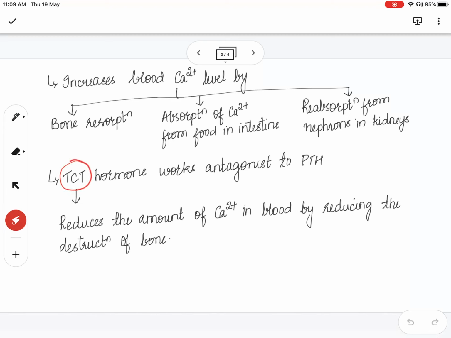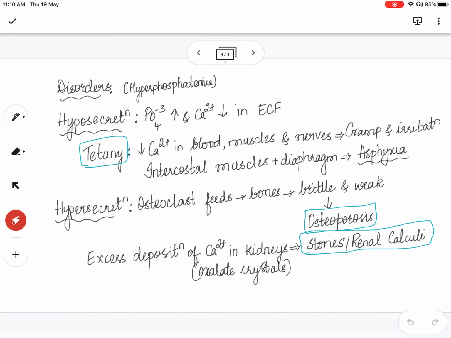Antagonistic hormone to which one? To the parathyroid hormone. So TCT hormone works antagonistic to which one? PTH. This particular question has also come. Coming to the final part of it, what are the disorders of this particular hormone?